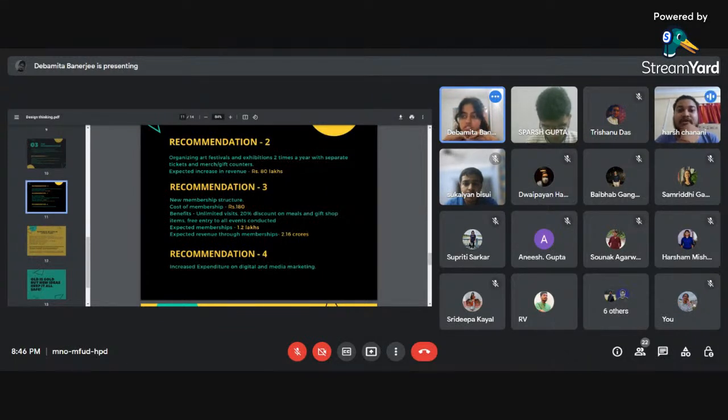And one more thing, in your recommendation 3, expected membership 1.2 lakhs. How sure are you of the numbers? Like every year you'll have 1.2 lakh people taking your membership. When you're opening a restaurant, when you're doing exhibitions, people come in. Anyway, according to the graph, if nothing changes, the membership at 180 is 90 lakhs. So there'll be a 30 lakh increase. When you're doing marketing, opening a restaurant, doing exhibitions, the 30 lakh is bound to increase.